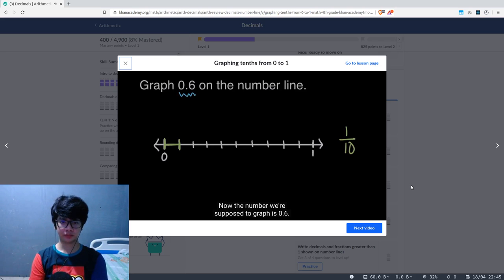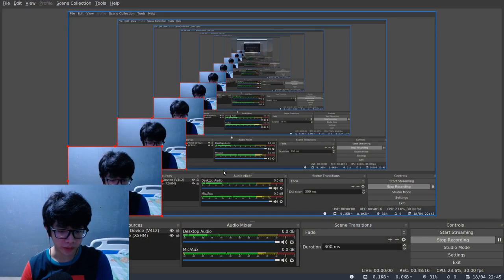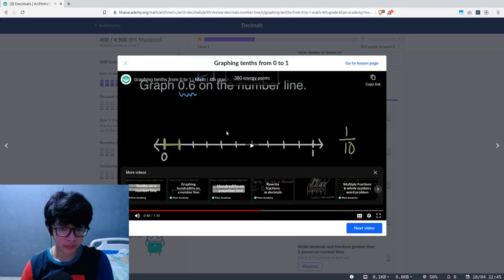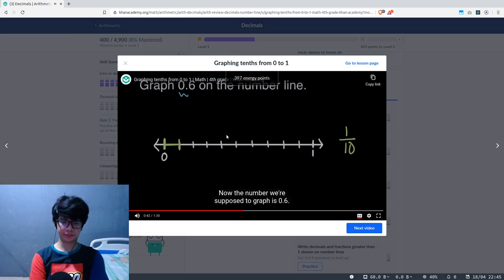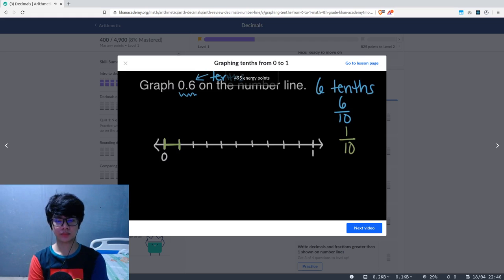Now the number we're supposed to graph is 0.6. This 6 is in the tenths place value. So another way we could read this decimal is 6/10, as a fraction. If one of these spaces represents 1 out of 10 equal spaces, and we want 6/10, then we need to travel 6 of the 10 equal spaces. So we start at the beginning and go 1, 2, 3, 4, 5, 6, and graph right here with a point. This is 6/10.